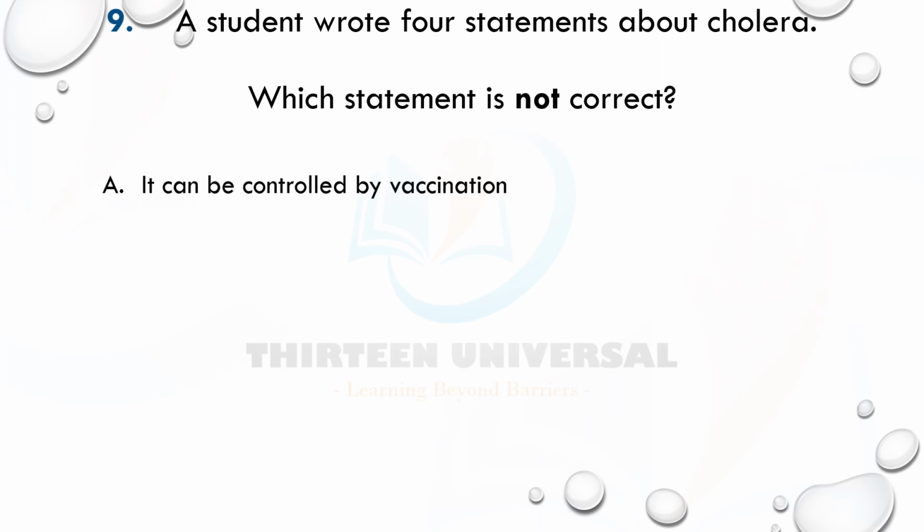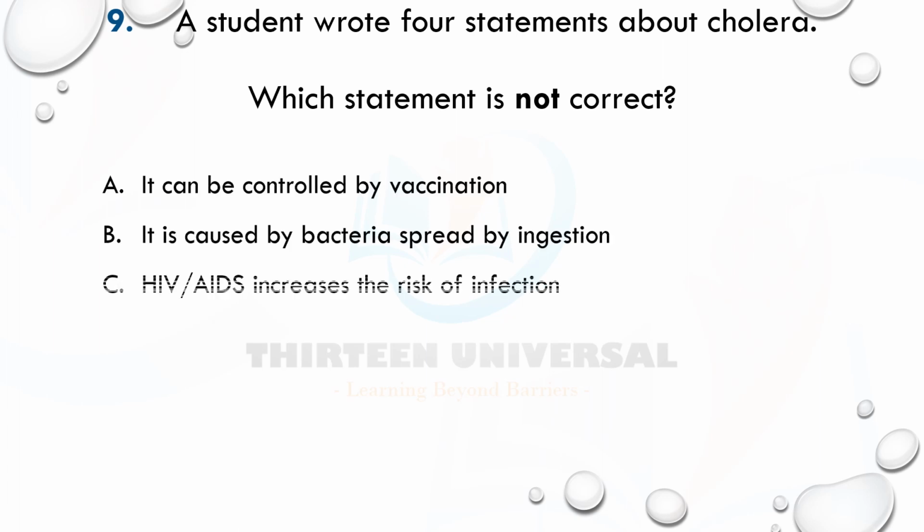A student wrote 4 statements about cholera. Which statement is not correct? Pause this video and try it. So A says it can be controlled by vaccination. Yep, vaccination can help. That's why children are given vaccination when they are born, to stimulate their immune system to have memory cells ready. So A is correct.